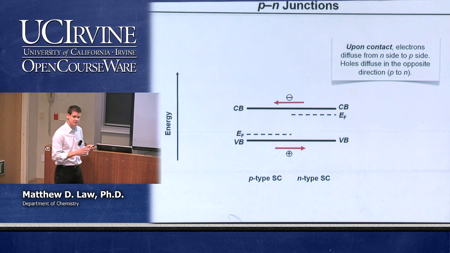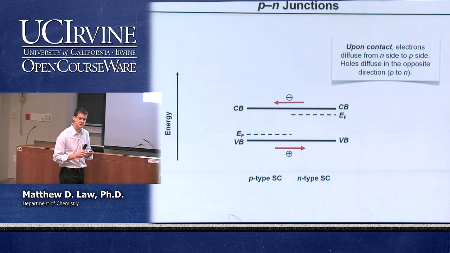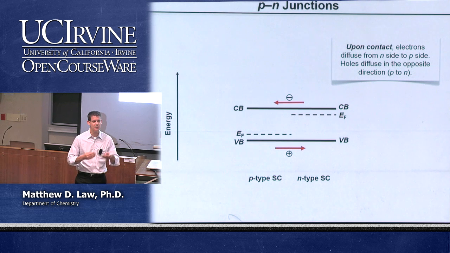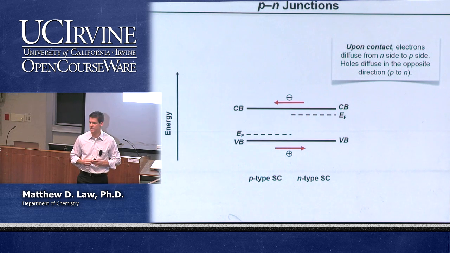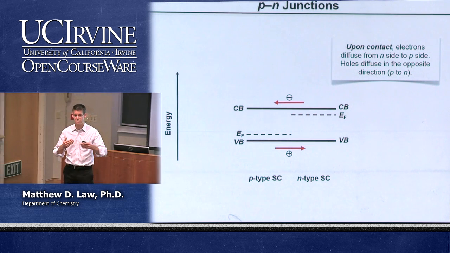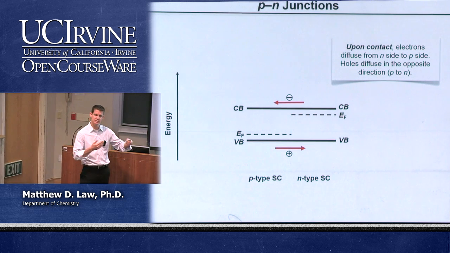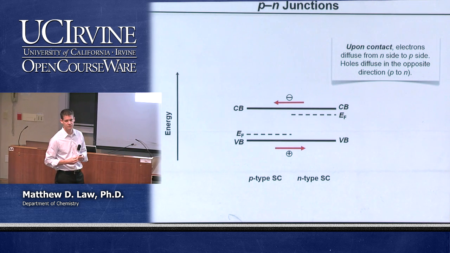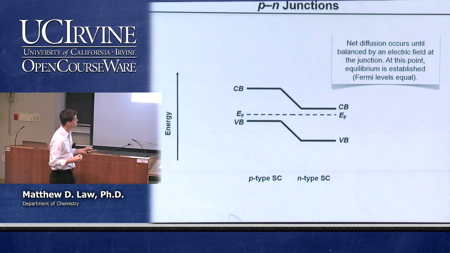And this diffusion process continues until the electric field that's built up by the ions that are left behind counteracts the diffusion process, and we achieve a balance. The diffusion continues, and there's a net current until the electric field generated by the ions left behind stops that diffusion current from continuing to increase.